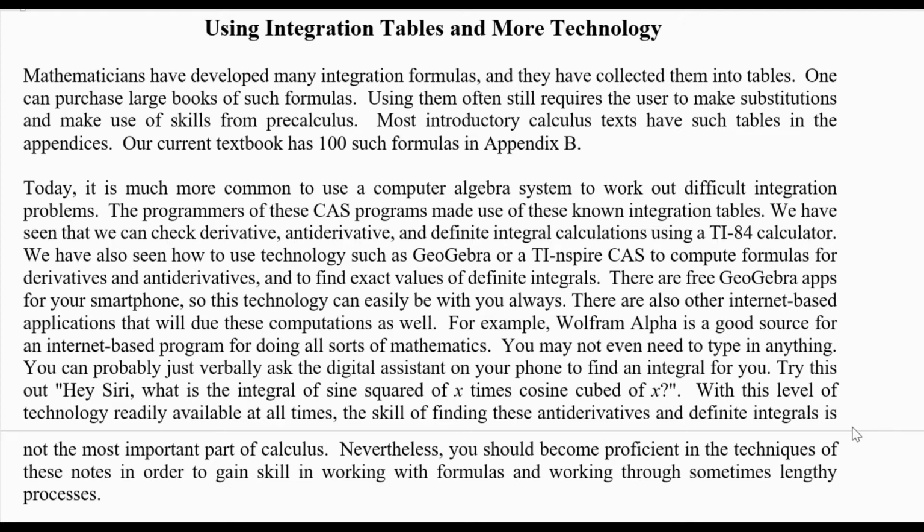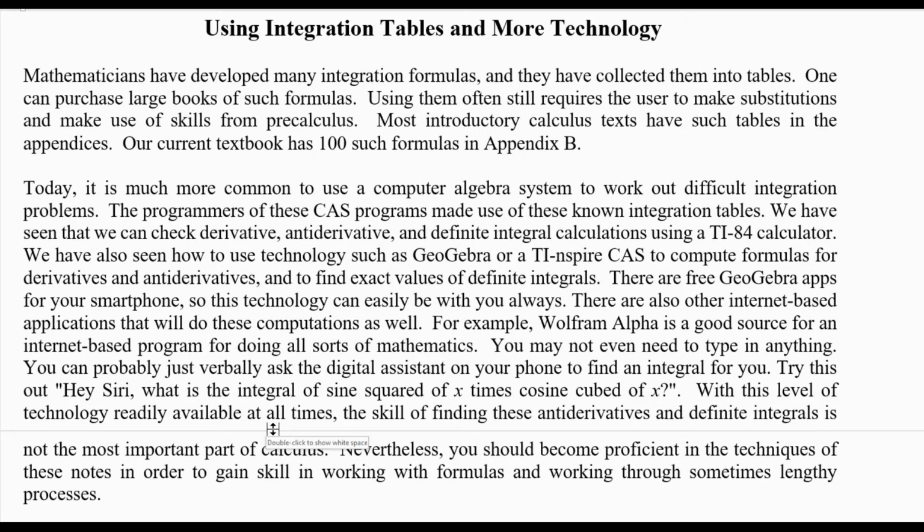We've seen how we can check derivatives, antiderivatives, and definite integral calculations using a TI-84 calculator. We've also seen how to use technologies such as GeoGebra or TI-inspired CAS to compute formulas for derivatives and antiderivatives and to find exact values of definite integrals. And there are also free GeoGebra apps for your smartphone, so this technology can easily be with you always. And there are also other internet-based applications that will do these computations as well.